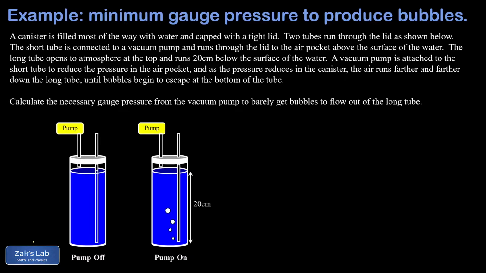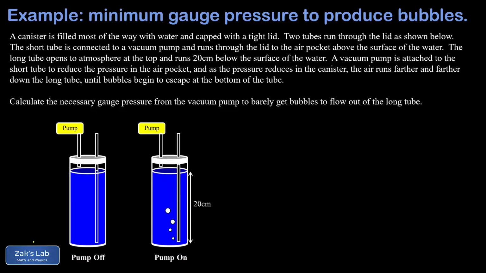We have a sealed canister filled with water. There's an air pocket above the water. Two tubes penetrate the lid of that container. One of them, the short tube, goes to the air pocket above the water. The other one goes 20 centimeters deep into the water. We hook up a vacuum pump to the short tube that's connected to the air pocket.